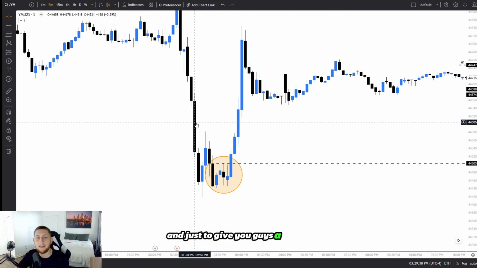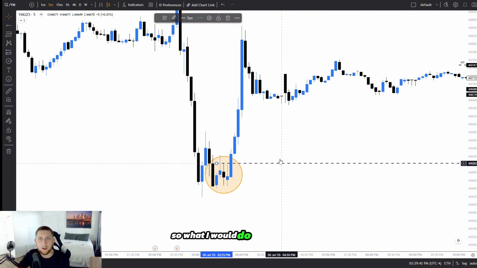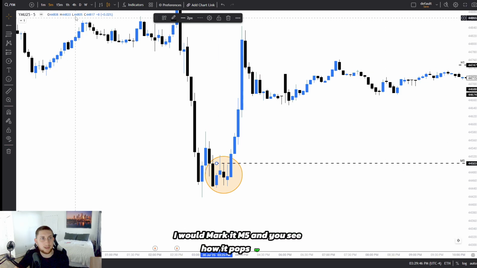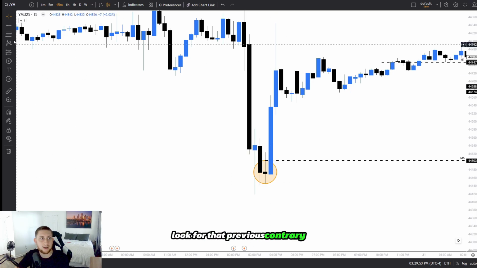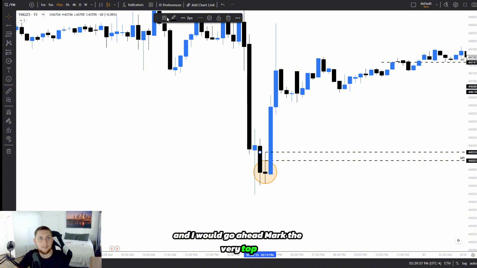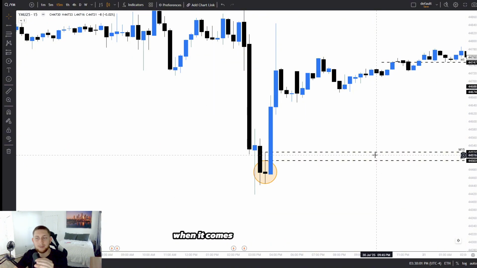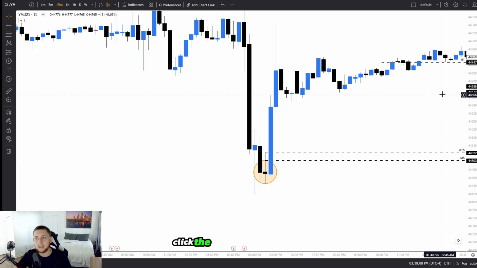And just to give you guys a better understanding, this is on the M5 time frame. So what I would do is I would go here, I would mark it M5, and you see how it pops up M5. I would go to the M15 time frame, look for that previous contrary candle, and I would go ahead, mark the very top, the highest point, and I'd put M15. That's all I'm going to show you when it comes to just using the time frames like that. If you want to learn more about it, click the link in the description.